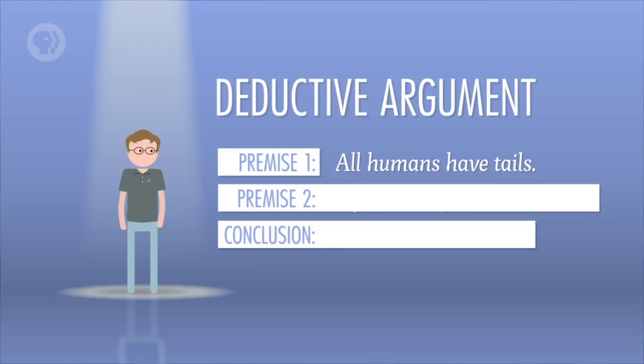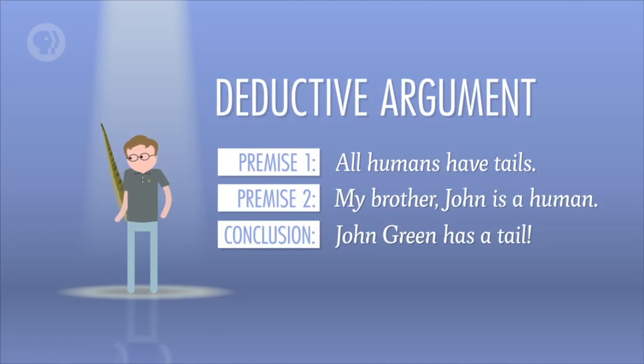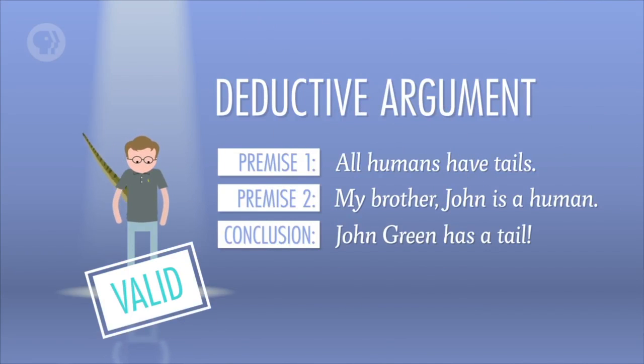And it probably goes without saying, but you can have a perfectly valid argument and still have a false conclusion if any of your premises are false. For example, all humans have tails, my brother John is a human, therefore John Green has a tail. The argument is totally valid because the premises entail the conclusion. The reasoning totally stands up. It's just that one of the premises is flawed.